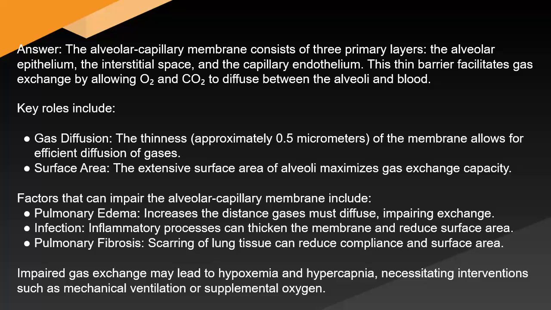Factors that can impair the alveolar capillary membrane include pulmonary edema, which increases the distance gases must diffuse, impairing exchange. Infection: inflammatory processes can thicken the membrane and reduce surface area. Pulmonary fibrosis: scarring of lung tissue can reduce compliance and surface area. Impaired gas exchange may lead to hypoxemia and hypercapnia, necessitating interventions such as mechanical ventilation or supplemental oxygen.